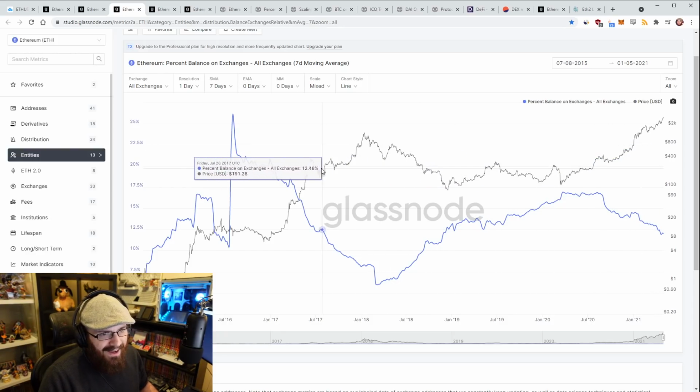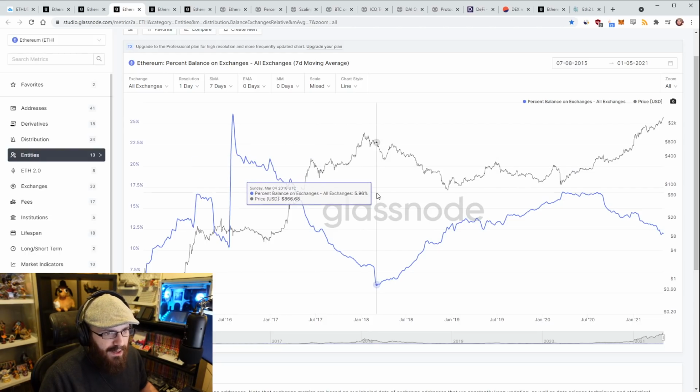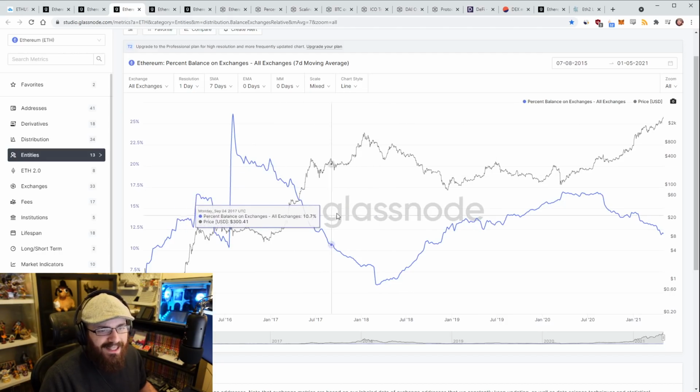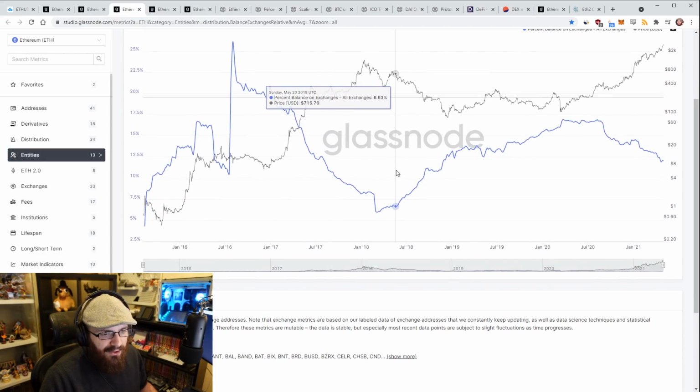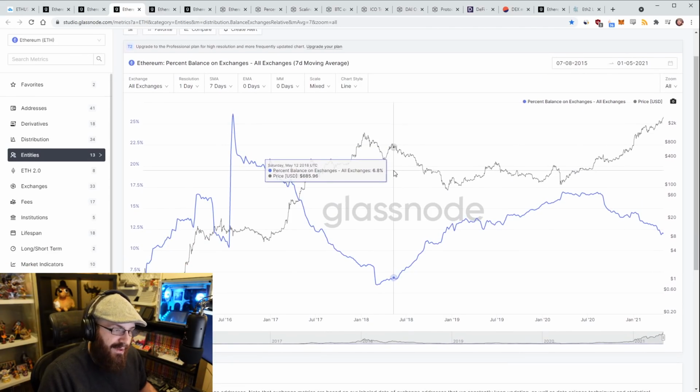But then if you look back during the bear market, I don't know if this is a data error, but it's kind of weird that you would see balance on exchanges being so low when the price was going down, right? The price was going down considerably from the peak here, and the percent on exchanges was going down. You would expect that to go up, right? So maybe there's an error in the tracking here.